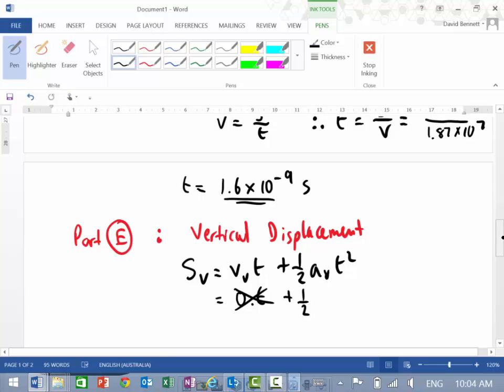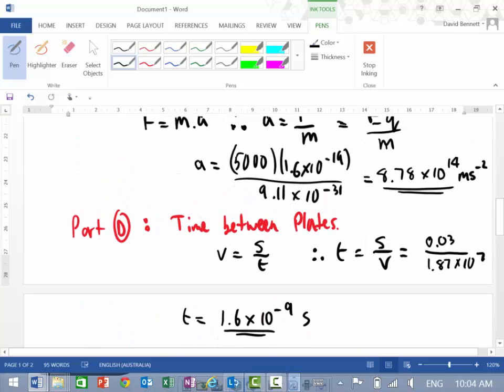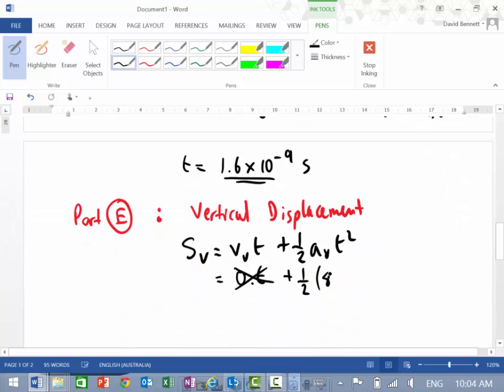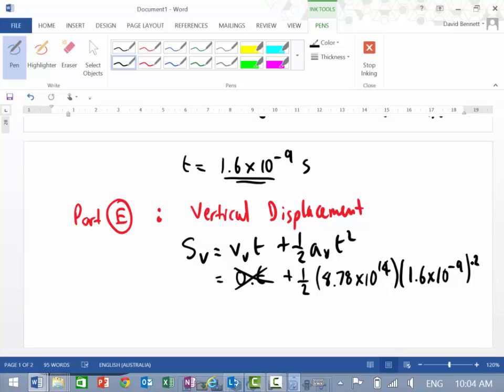We've just worked out what our aV is. Our aV was 8.78 by 10 to the 14. So that's 8.78 by 10 to the 14. I'm going to times that by our time, which is 1.6 by 10 to the minus 9, and we've got to square that. And that will tell us how much our vertical displacement is. So you put that straight into the calculator like that, and you get an answer for our sV. Shout out an answer when you get one.